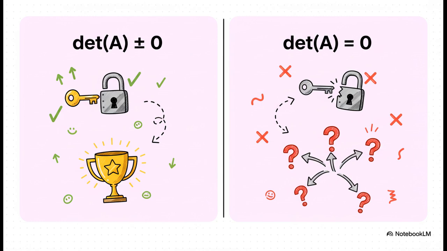Okay, this slide right here, this is the Rosetta Stone. It connects everything we've talked about. And the rule is so simple. If the determinant is anything other than 0, the door is unlocked. Your matrix is invertible. It has full rank. Your system will have one beautiful, unique solution. But if the determinant is exactly 0, the key breaks in the lock. The matrix is not invertible, its rank is less than it should be, and you're stuck with either infinite solutions or no solution. You have got to remember this for the exam.